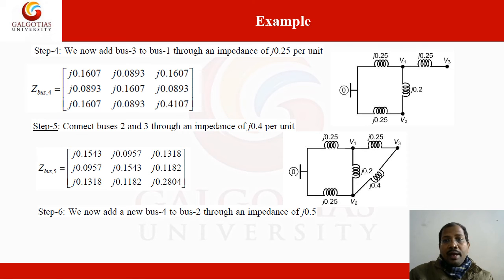So now we are going to move to the next step. Here we are adding a transmission line through new bus V3, that means the third bus. So this third bus we are adding through this ZB. So we are adding a new bus, so the order of the Z bus is going to increase by 1. Here we are getting 3 by 3.